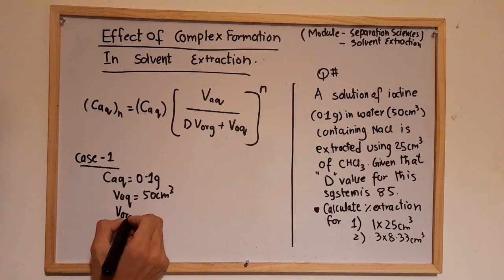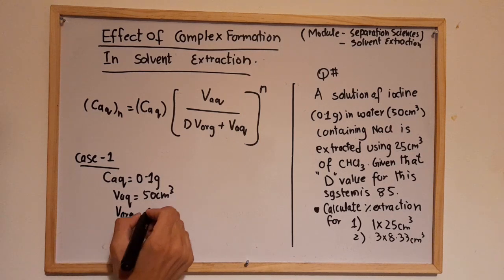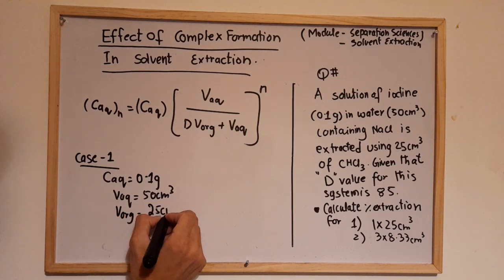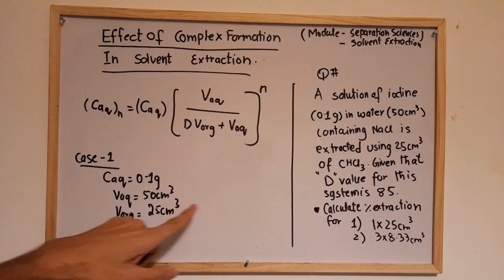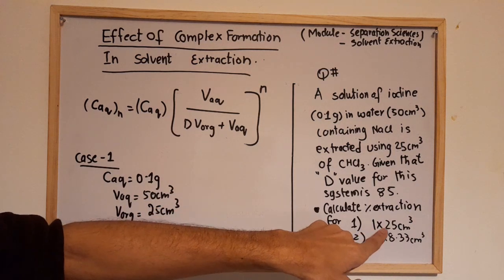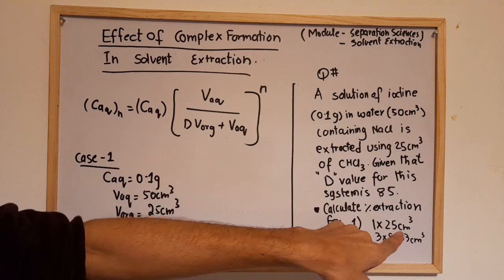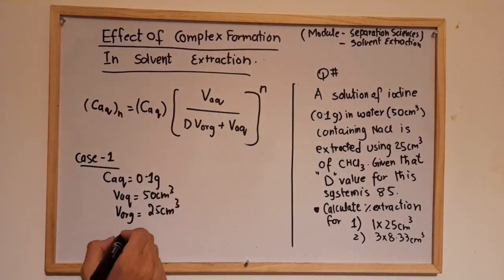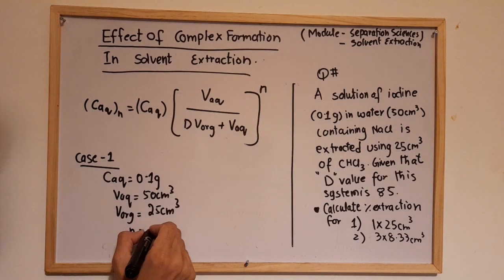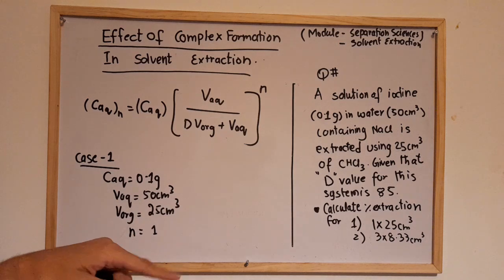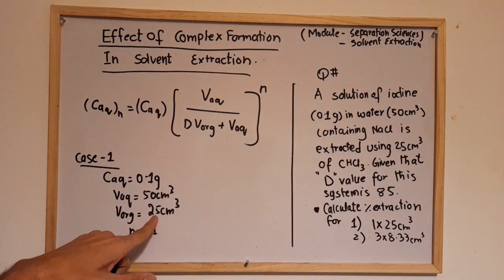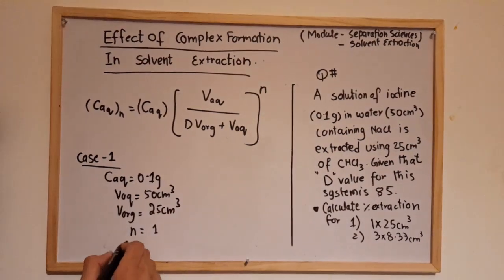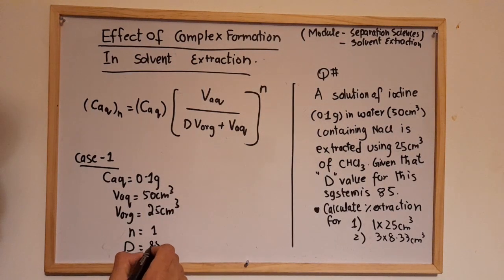So V_ORG, that's the volume of organic layer, that is 25 centimeter cube. And the value of n is 1, because only one time they have used 25 centimeter cube at an instant. There is one extraction using 25 centimeter cube of the volume, and the D value is 85. So D would be 85.